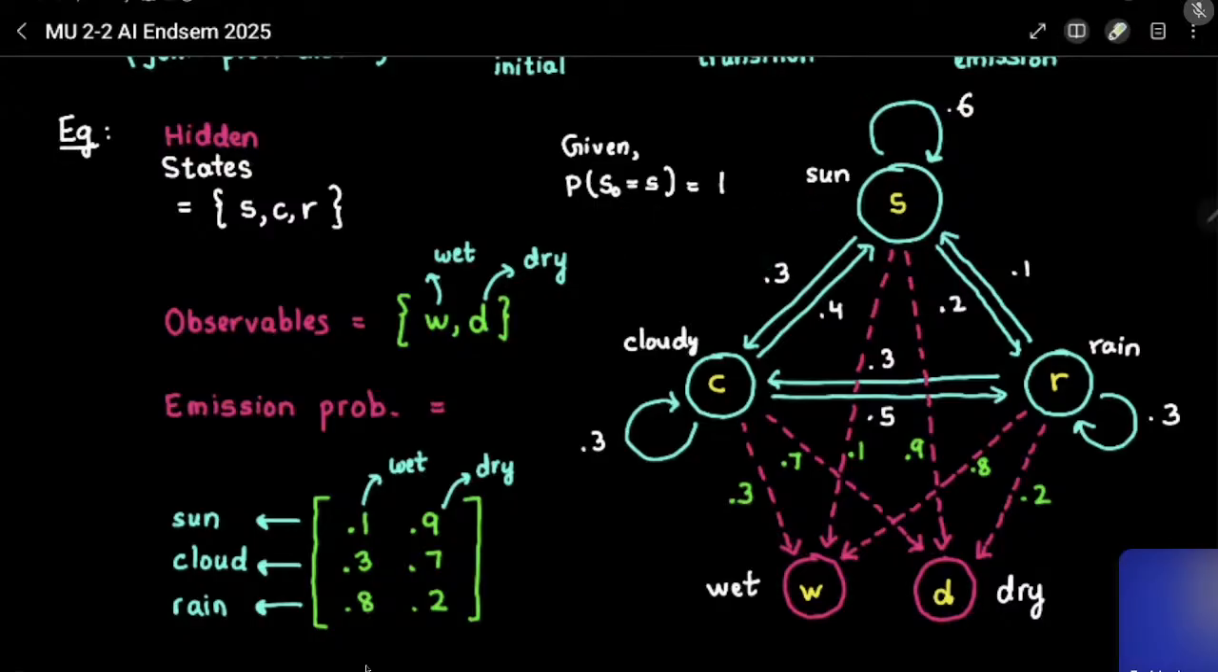So here the probability distribution is like this: 1, 0, 0. Probability of S0 equal to Sunny is 1. The other probabilities are 0. Since S0 is a random variable, the probability of a random variable is a vector of probabilities. The first one is the probability of S0 being sunny, the second is the probability of S0 being cloudy, and the third is the probability of S0 being rainy. You can change this, but in this question, the probability of S0 being sunny is 1.